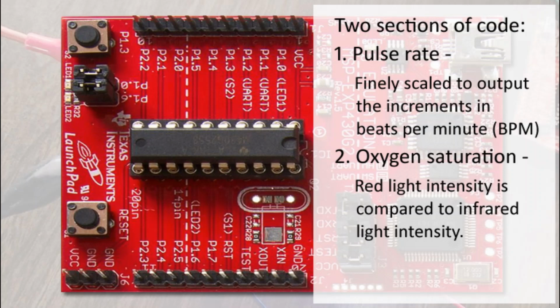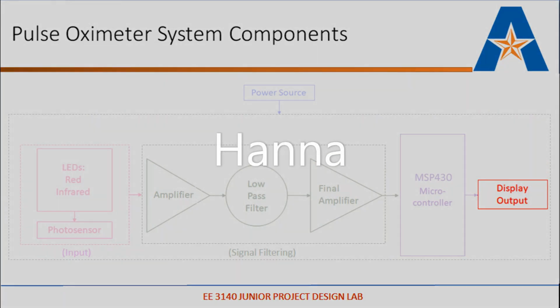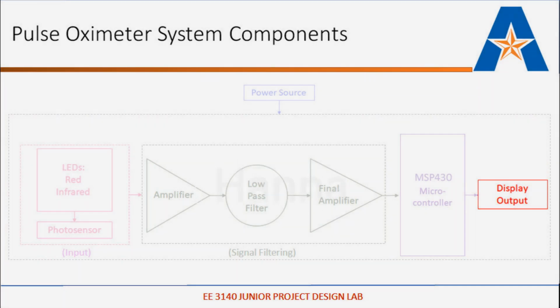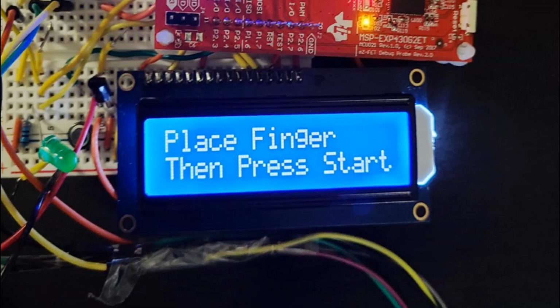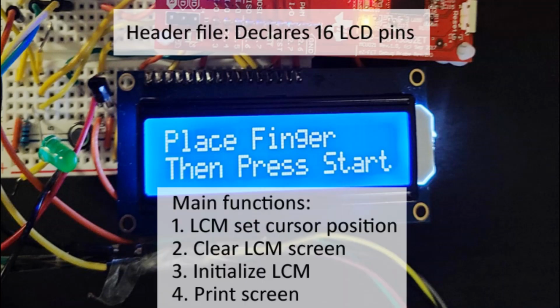For our pulse oximeter device, we use the Adafruit 16x2 LCD display that contains 16 different pins. We programmed the LCD by using a header file that contained function declarations and macro definitions for our main code. In the header file we declared the data pins of the LCD that would be connected to the MSP430, and we had 4 different main functions: the LCM set cursor position, clear LCM screen, initialize LCM, and print string.